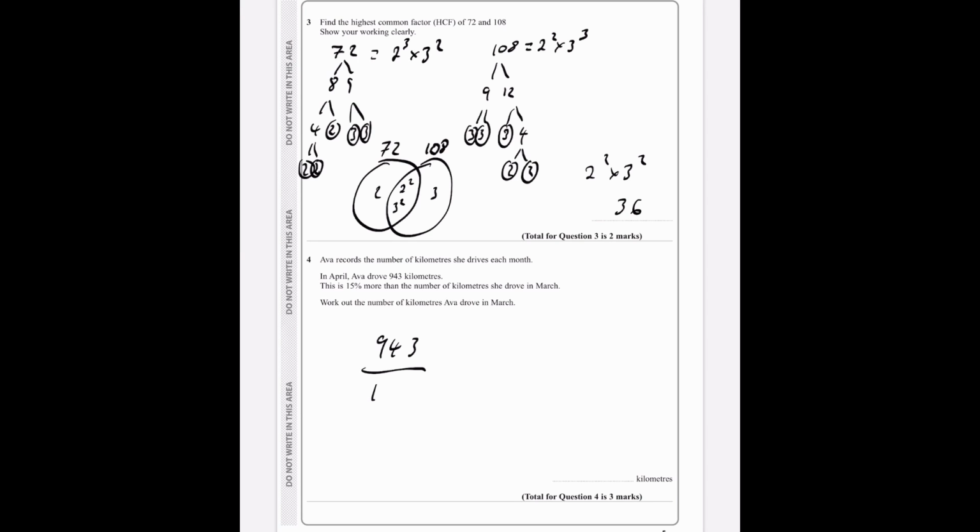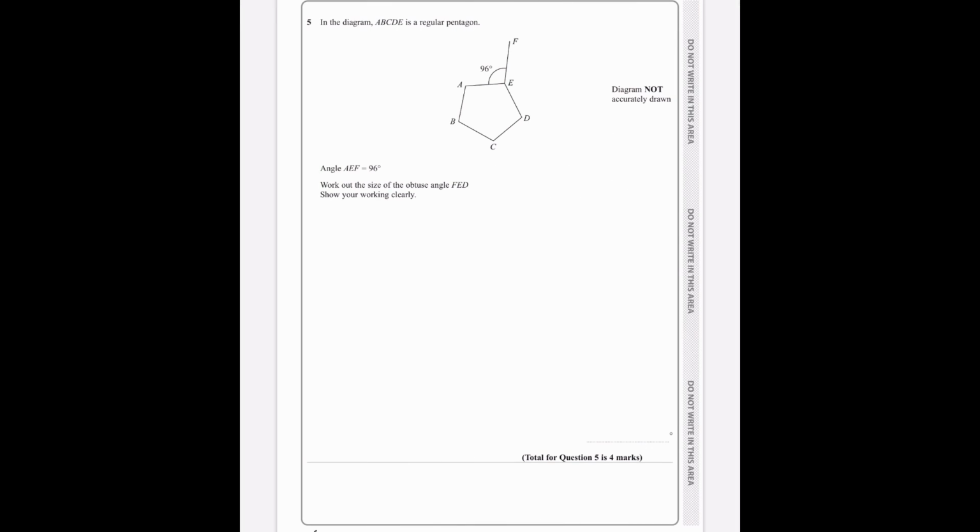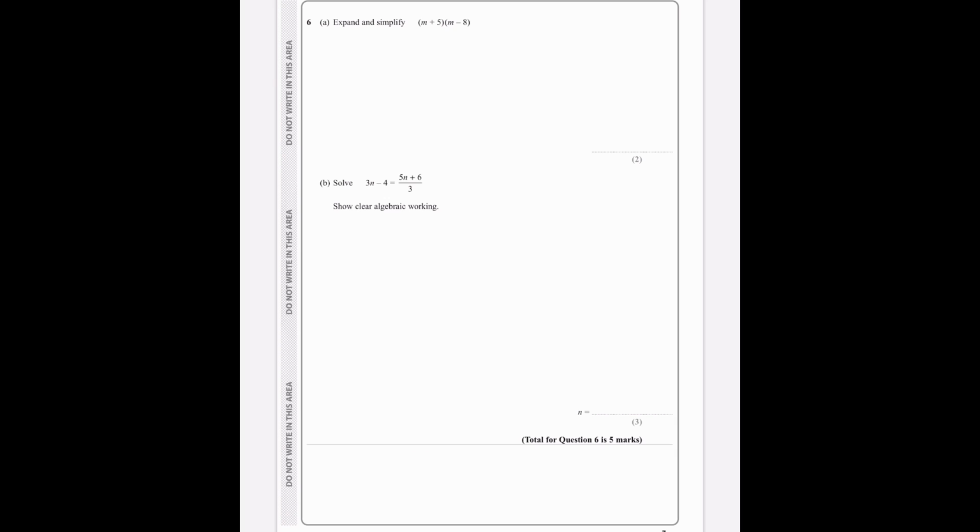Reverse percentages, question number 4, so divide by 1.15 to get 820 kilometres. Interior angle of a regular pentagon, well, with all interior angles of regular shapes, subtract 2 from the number of sides, multiply it by 180 and divide by the number of angles. Gives us 108, that goes in there, and then subtract 96, add 108 from 360 to get the remaining angle, which is 156.